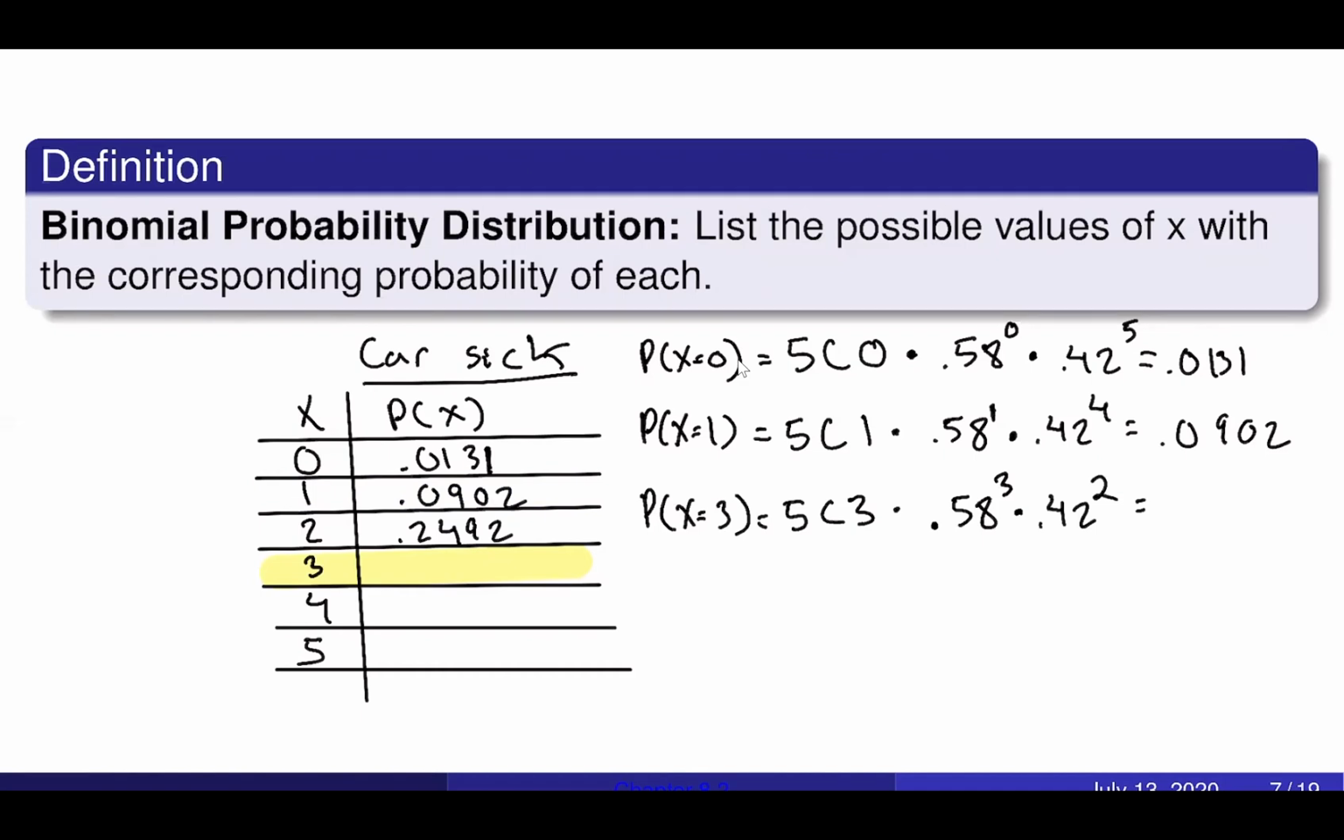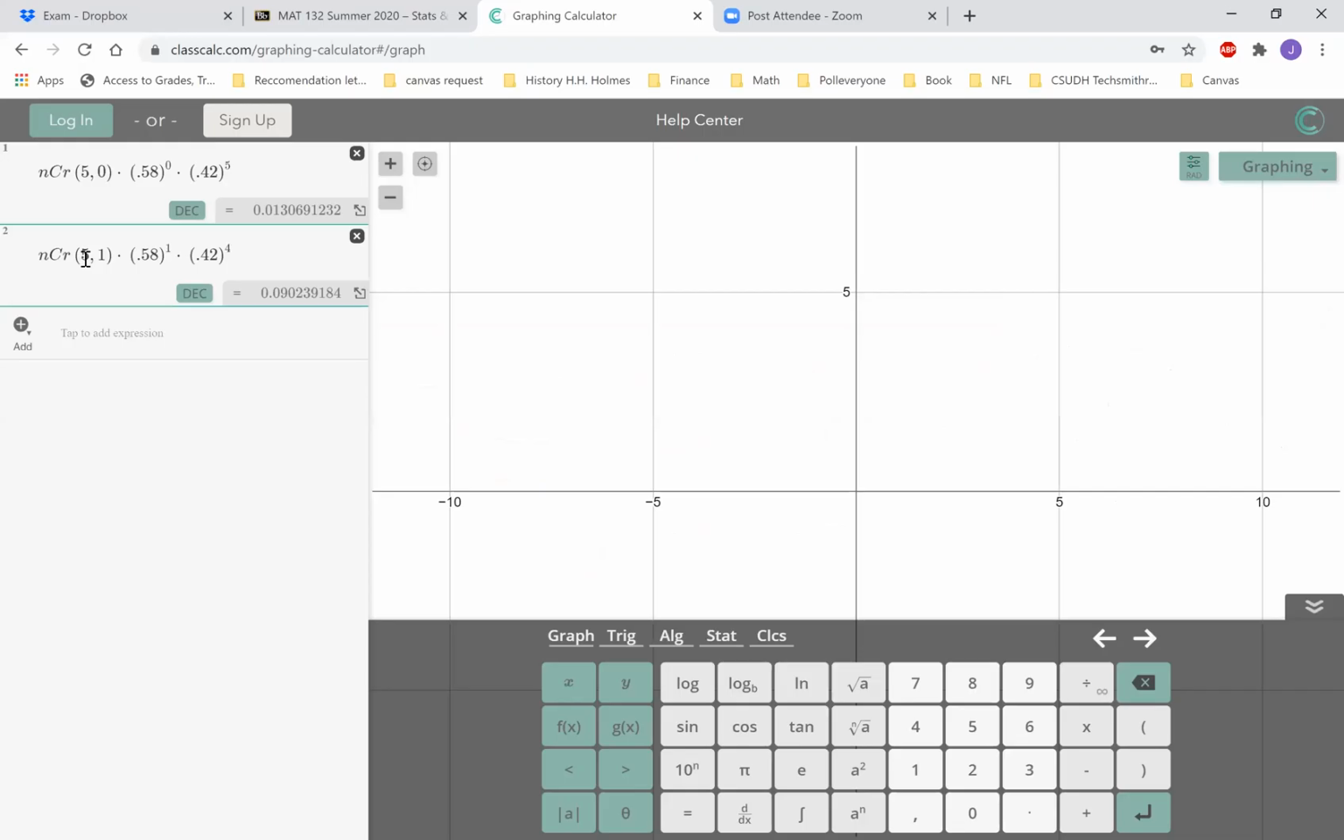So now I'm going to go back to class calc, and I'm going to go ahead and do this one in class calc. Cool. All right. So if you want to do this a little bit faster, you can just go back to the one you already did and edit it. So you could just say this is a 3. It shouldn't be to the 1 power. It should be to the 3rd power. And then right here where it says 0.42, this should be to the 2nd power. And that's our answer for when x is equal to 3.